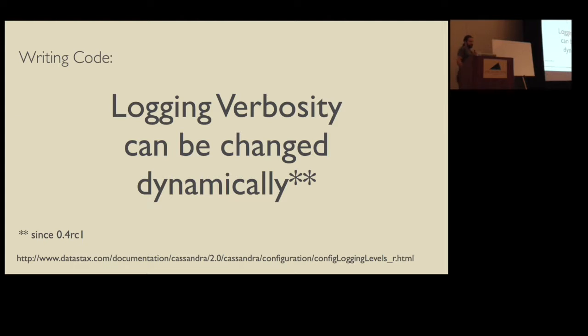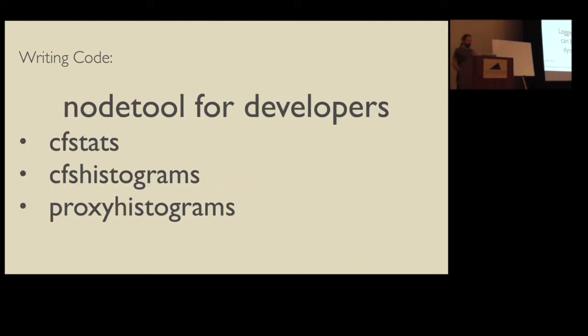Another good thing now is that logging verbosity can be changed dynamically in Cassandra. It hasn't been able to do that since version 1. You can do this by JMX. You can also do this by touching the log file itself, and it'll get reloaded in 10 seconds. There's also, in 2.1, a nodetool setlogginglevel you can use now. So you set the logging level by nodetool, which is handy.